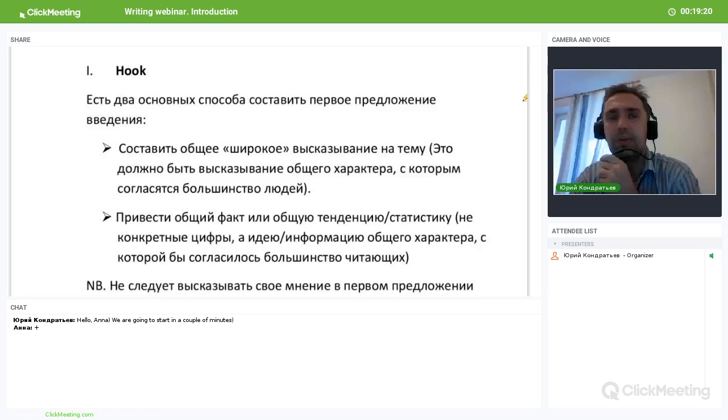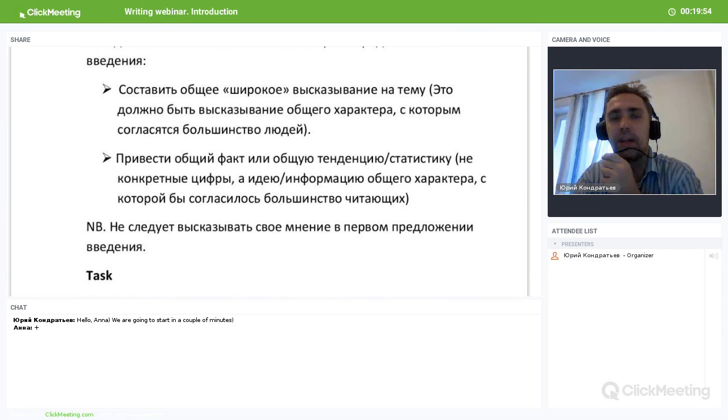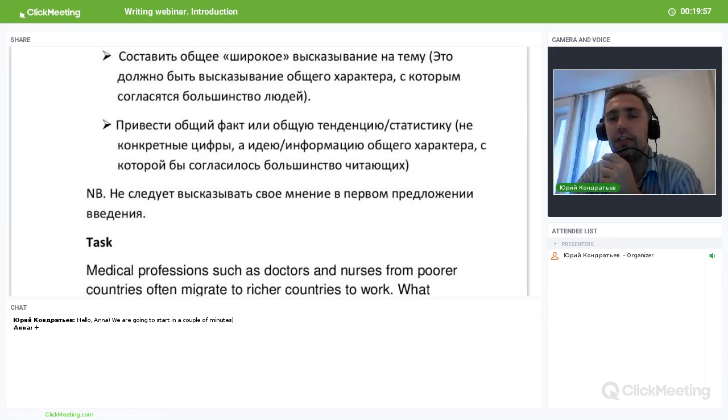If we're talking about hook, there are two ways actually how you can write the first sentence. Well, first, it can be a general statement on the topic. It should be a general sentence that most readers would agree with. Or you can mention some general fact or general tendency or some statistics, but you shouldn't give concrete figures here, just a general idea or general information which most readers would agree with. And you shouldn't express your opinion in the very first sentence.